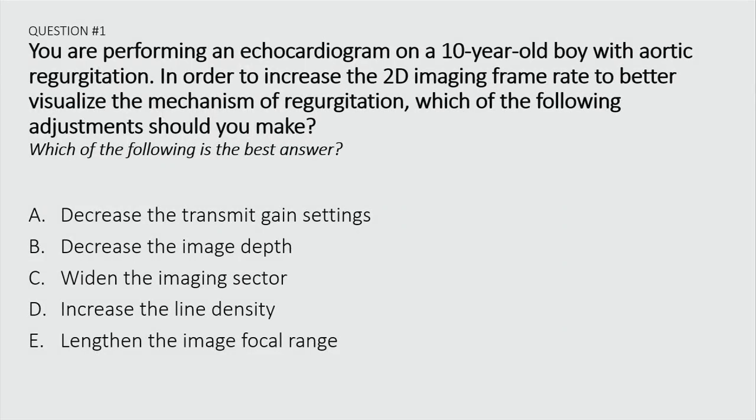All right, I will read the question out loud. You are performing an echocardiogram on a 10-year-old boy with aortic regurgitation. In order to increase the 2D imaging frame rate to better visualize the mechanism of regurgitation, which of the following adjustments should you make? A, decrease the transmit gain settings. B, decrease the image depth. C, widen the image sector. D, increase the line density. E, lengthen the image focal range. So we're looking to increase the 2D imaging frame rate.